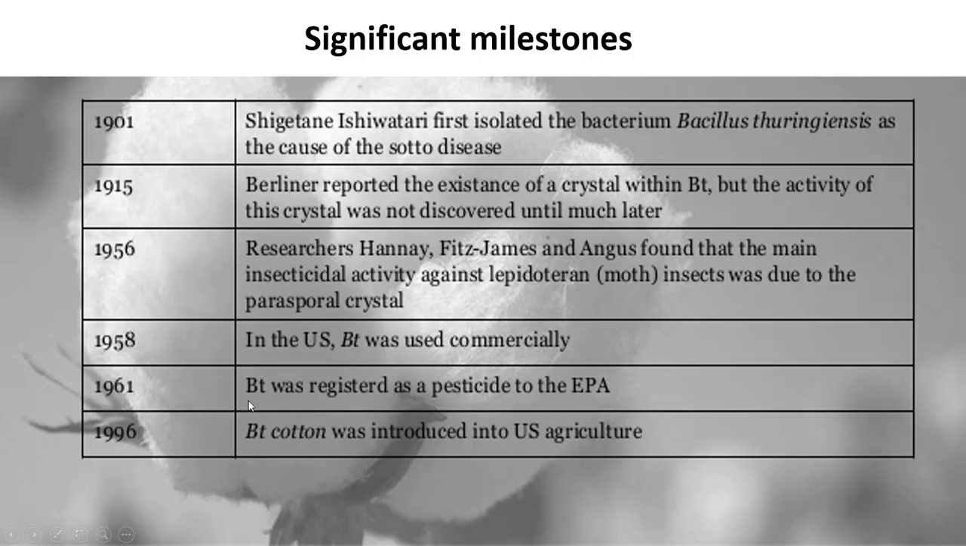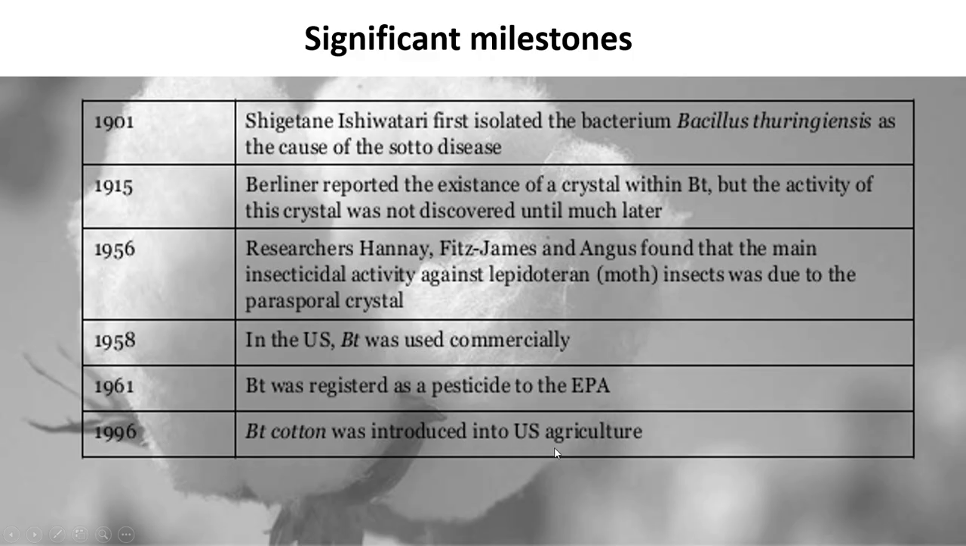So this was one of the major milestones in the field of Bacillus thuringiensis. In 1958, in the US, BT was used commercially. Once it was known that these toxins are very effective in killing insect larvae, farmers started using BT commercially for controlling insect pests. In 1961, BT was registered as a pesticide with the EPA. In 1996, BT cotton was introduced into US agriculture.